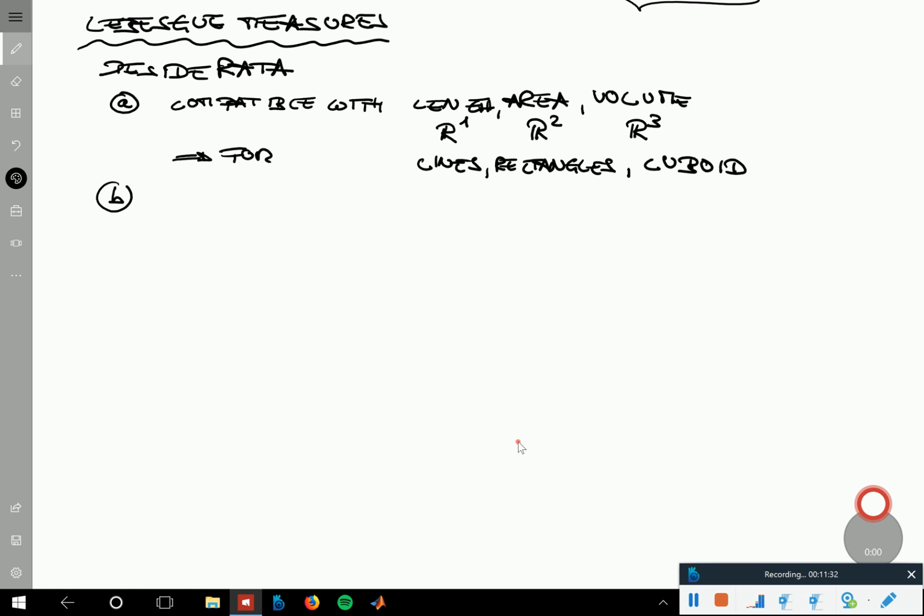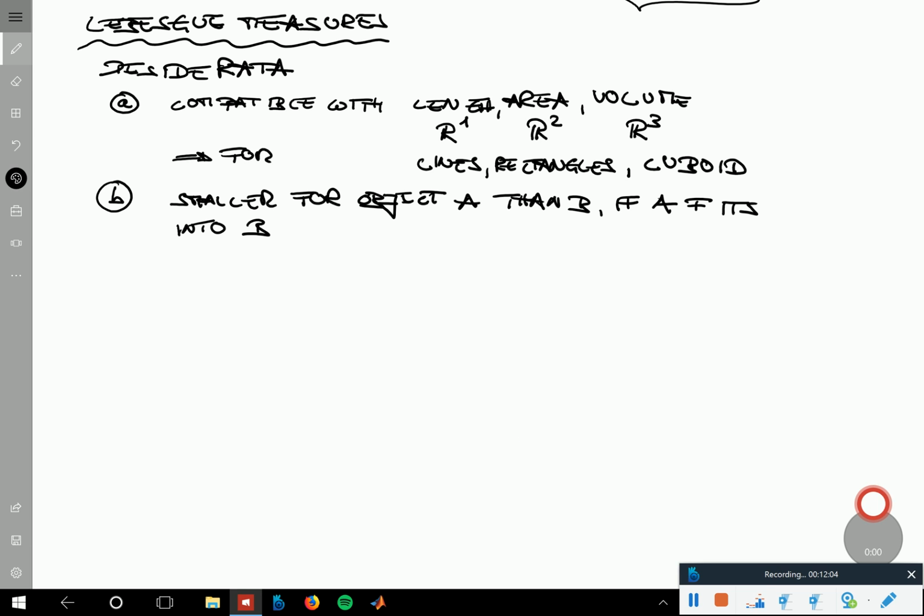Then we had this thing that Lebesgue measure should be smaller for an object or subset of R^3, maybe, for object A than B, if A fits into B, whatever that really means, but it's at least intuitive. So if you have some object B and you can put an object A into it, then the smaller object that you can put into the other should have a smaller Lebesgue measure.